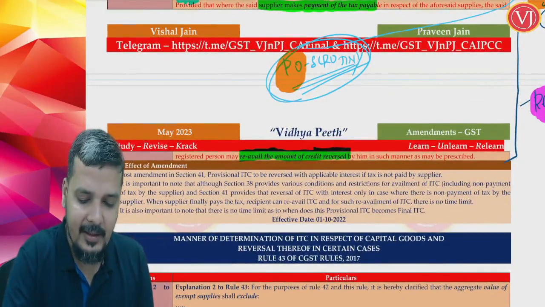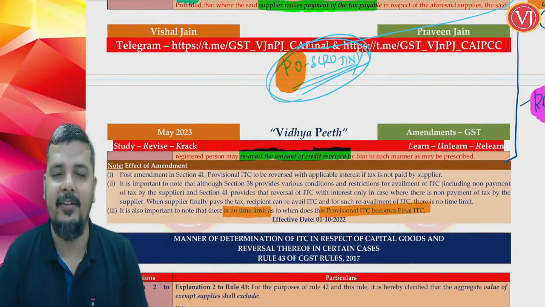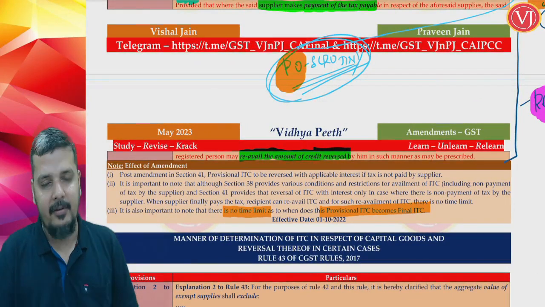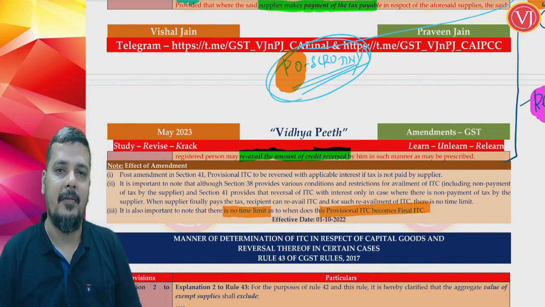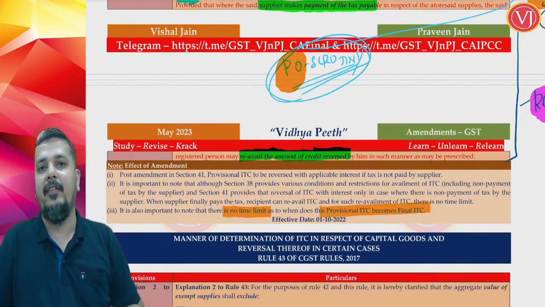Right, and the important thing to notice is that there is basically no time limit as to when this provisional ITC applies. The ITC which you initially take is provisional ITC. Final ITC is only when the supplier has paid the tax. So there is no time limit. Your supplier may pay the tax after 4 years. Your provisional ITC that you have taken in the beginning will become final ITC.